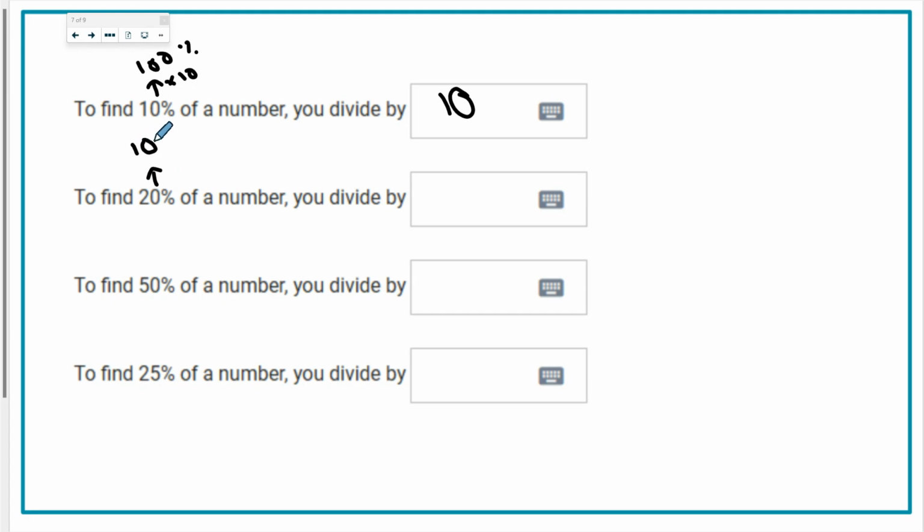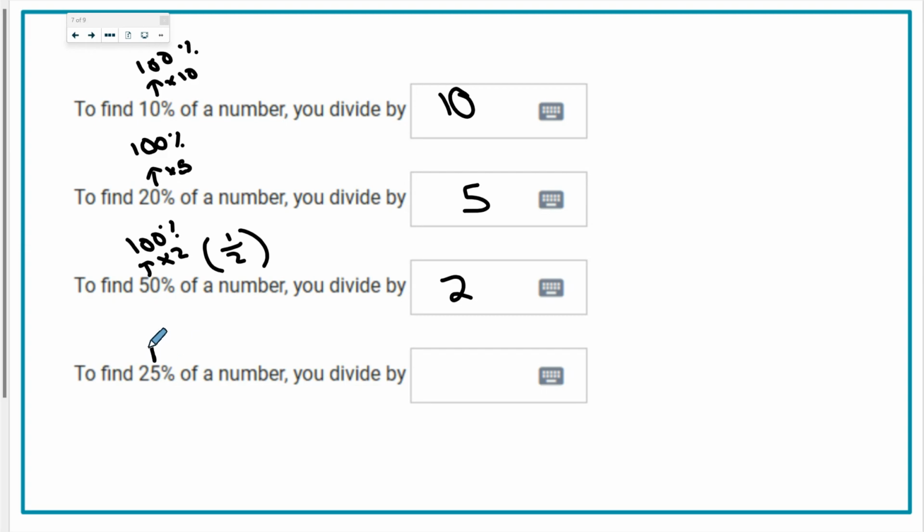So to find 20% of a number, how do we go from 20% to 100%? How many 20s make 100? That's right, it would be 5. So 20% times 5 is 100%. So to go from 100% down to 20%, we would divide by 5. To find 50% of a number, 50% times 2 would give you 100%. So to find 50%, you would have to divide by 2. Also remember, another way to say 50% is half. And to get half of something, you divide by 2.